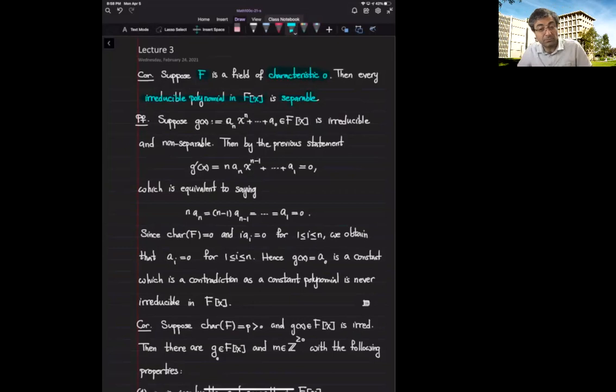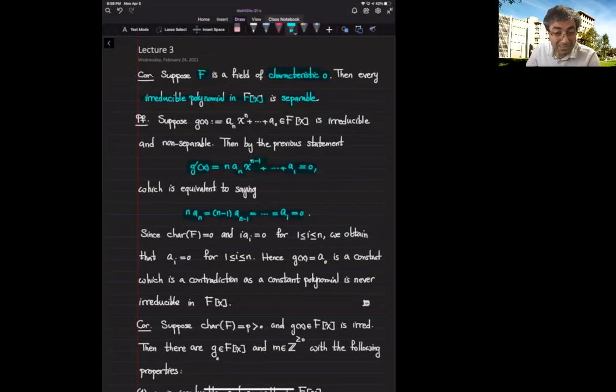Okay, so let's go through the proof. By the previous result, we know that an irreducible polynomial is separable if and only if its derivative is not 0. We can just compute the derivative of G. When I compute the derivative of G, I get n times a sub n x to the n minus 1, and so on. If this polynomial happened to be 0, that's equivalent to saying that all the coefficients n times a sub n, n minus 1 times a sub n minus 1, till the coefficient of x, all of them should be 0.